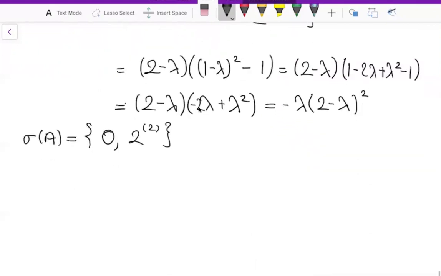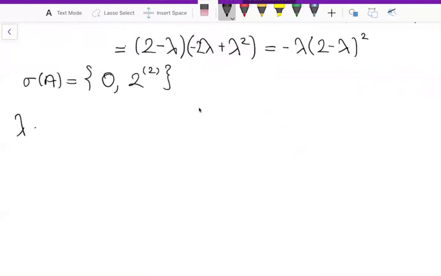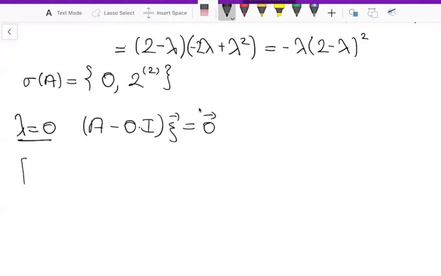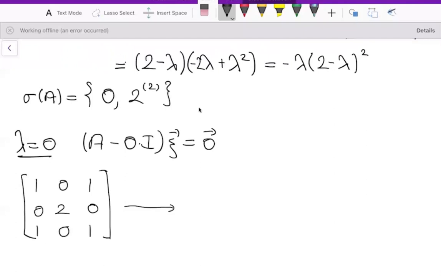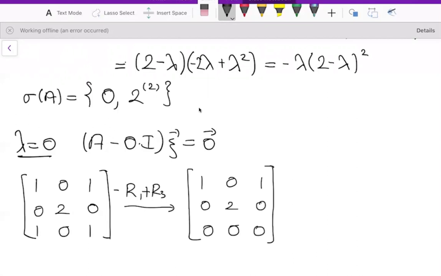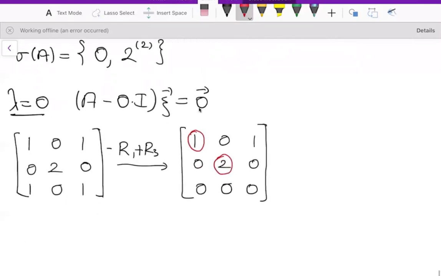Now let's find the eigenvectors. For lambda equal to 0, I'm going to solve A minus 0 times I, times c equal to 0, and I will directly do the row reduction. It's a homogeneous system, so I'm not writing the 0 column for the augmented matrix, to save space and time. Our matrix is 1, 0, 1, 0, 2, 0, 1, 0, 1, because I'm not subtracting anything. If I take the first row, multiply by minus 1, and add to the third row, I get 1, 0, 1, 0, 2, 0, 0, 0, 0. It's already in row reduced echelon form. This is my pivot, this is my pivot, and so the third variable is free.